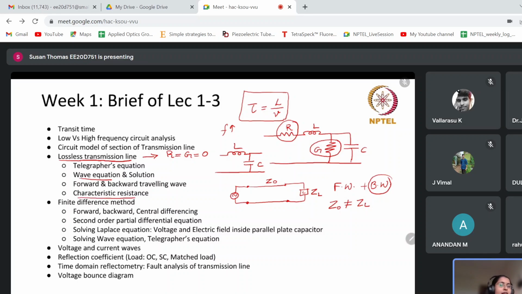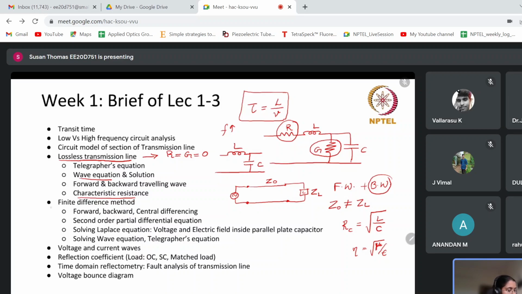Now to discuss the characteristic resistance, a concept which has been discussed. The characteristic resistance of a lossless transmission line is given as root of L by C. In case of a material, we say it in terms of eta, which is root of mu by epsilon, the permeability and the permittivity. So basically L and C are connected to mu and epsilon. That's all about some of the basics of the lossless transmission line.